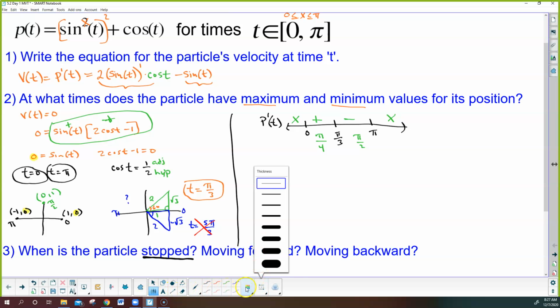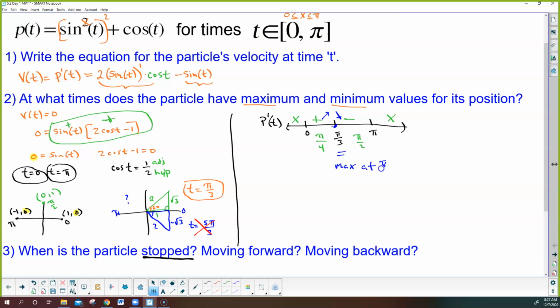All right, so what do we got? I need to identify, well, what's happening here? I go from increasing to decreasing slopes, which means I definitely have a maximum at pi over 3. But then I don't know about the endpoints, right? What's happening at 0 and what's happening at pi?